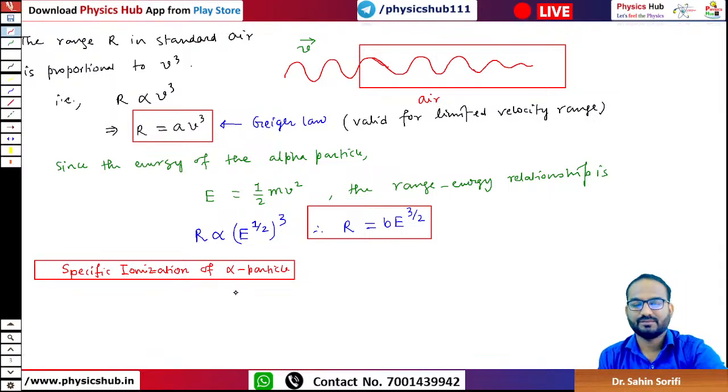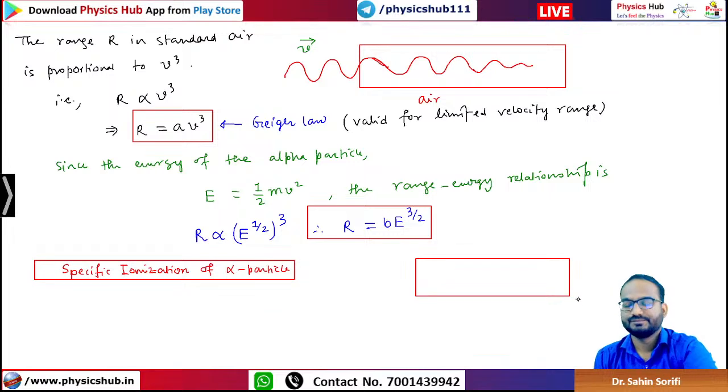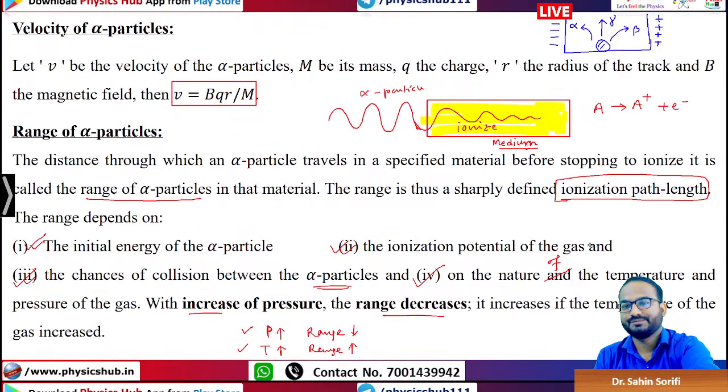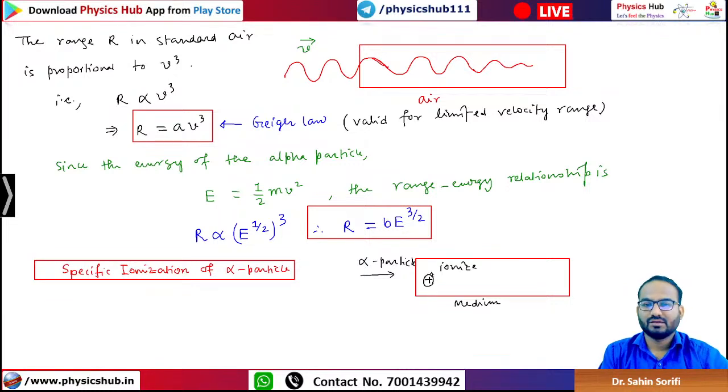Look, specific ionization of alpha particle. Let's say the alpha particle is going through some medium, maybe a gas or something. What will happen? It will continue to ionize the gases, the atoms inside it. As I told you, it will create a positive ion and a negative ion. Whenever a positive ion is created, because of the electron, there will be a negative ion. So this is called an ion pair. So it will be positive, negative, positive, negative.